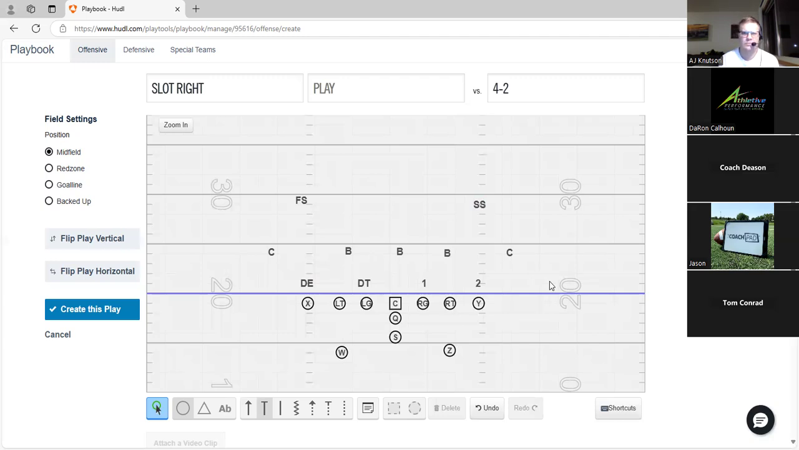But AJ's got a great deal here. They've really condensed their sets. I like what he does with the motions and only having a few key terms. I think it will speed any offense up, man.